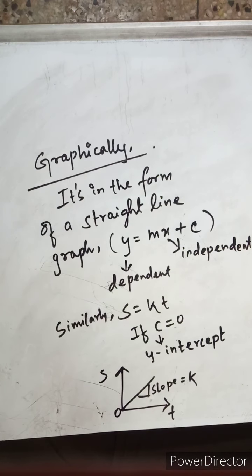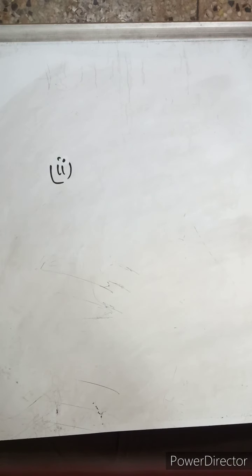And if the y-intercept is absent, that is c is equal to 0, that is s is equal to only kt, as we had written in the equation, it passes through the origin, that is at 0. So the slope still remains equal to k, but it passes through the origin there, right? So this is just a graphical representation for better understanding.